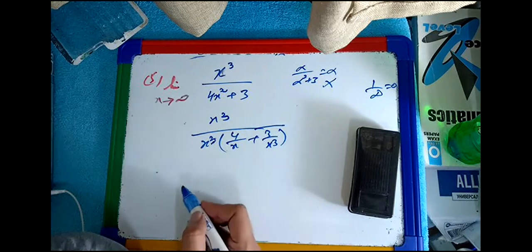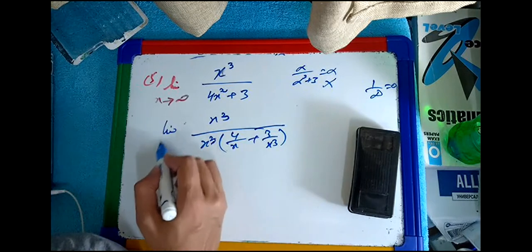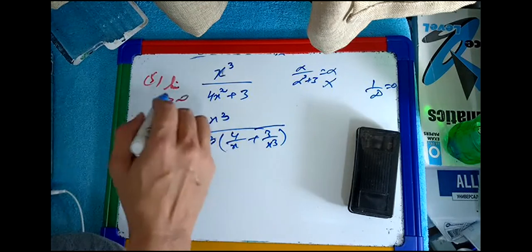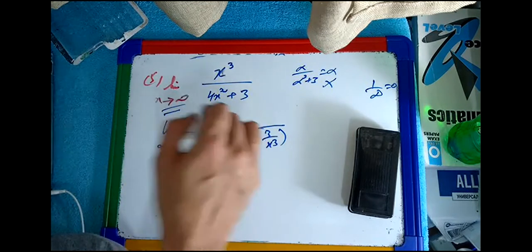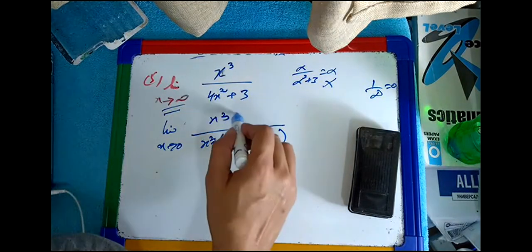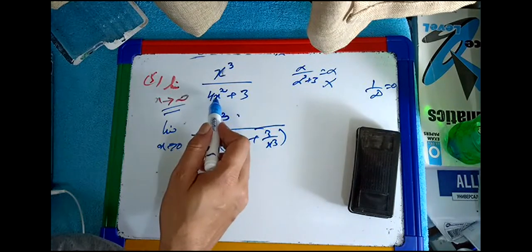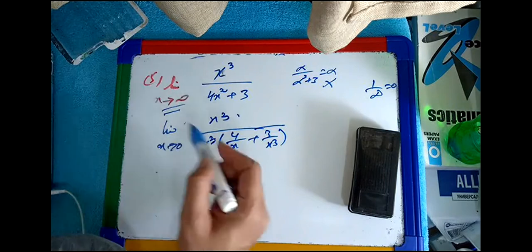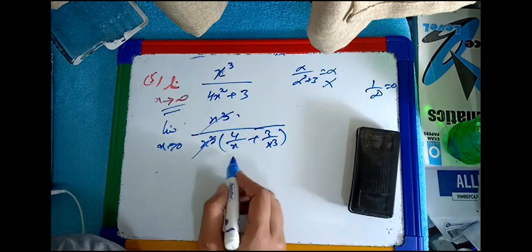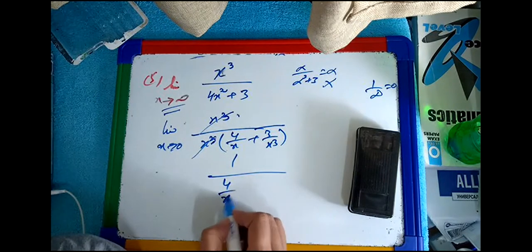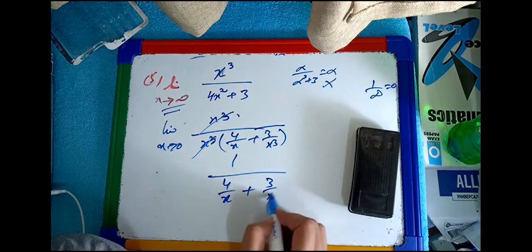You got my idea? Yeah, I get it now. Whenever infinite is there, just remove this one completely. I did not take x square common. I take x cube common. I want to cancel this completely. 4 over x plus 3 over x cube.